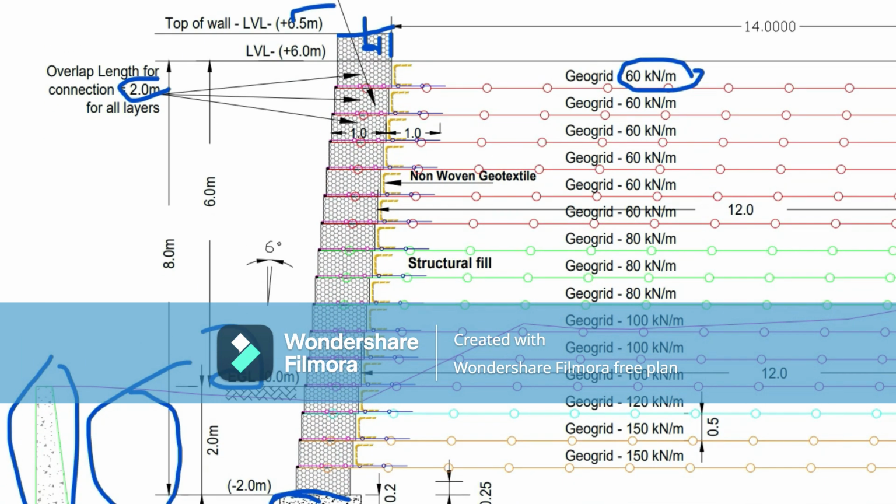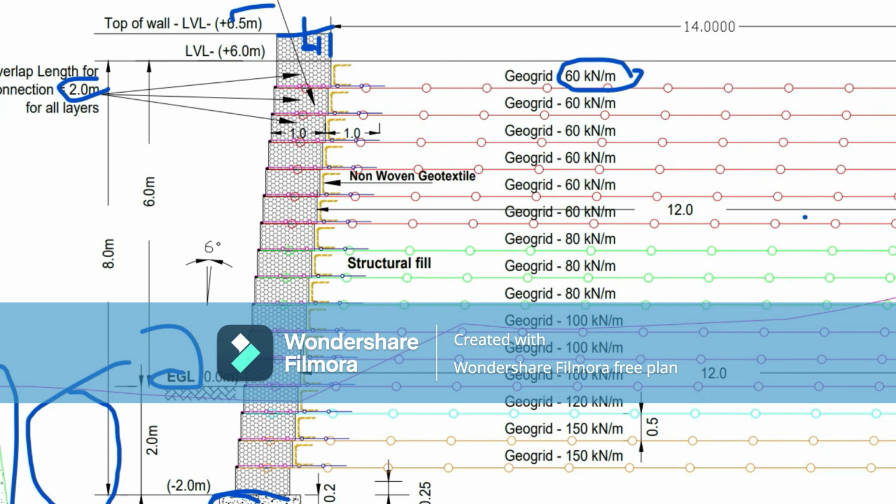They have provided 15 layers: layers 1 to 6 are 16 kilonewton per meter, layers 6 to 9 are 80 kilonewton per meter, 3 layers are 100 kilonewton per meter, and 3 layers are 120 kilonewton per meter, because the pressure increases with the depth of the soil and of the slope. So they provided geotextile.